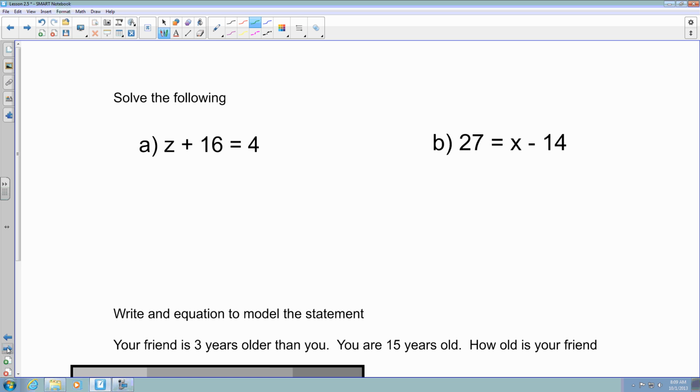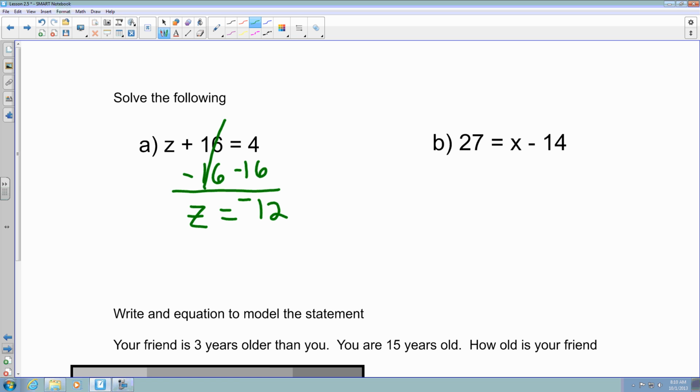Looking at examples A and B, example A is z plus 16 equals 4. The operation I see is addition. So to eliminate that 16, I must subtract 16 from both sides, which cancels it out and leaves me with z on the left-hand side. Then 4 minus 16 gives me negative 12.